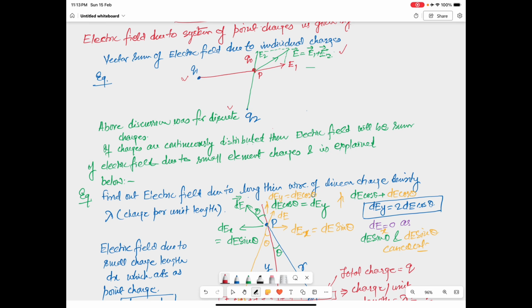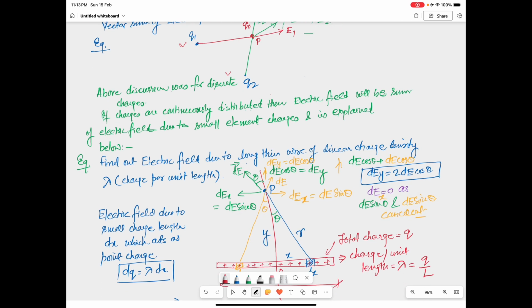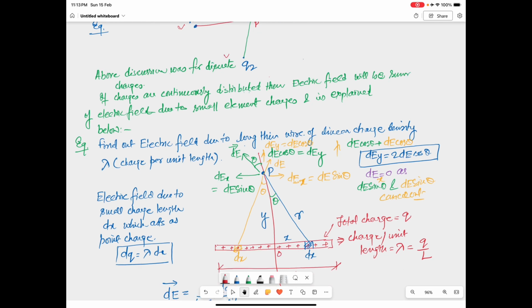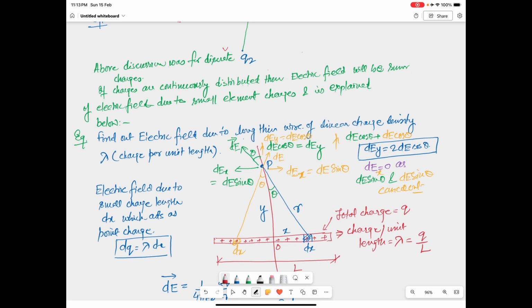Now the charges can have a continuous distribution also. So I am just covering a small example of a continuous charge distribution. Here the problem is the electric field due to a long thin wire of linear charge density. It's a continuous charge distribution. The charge is continuously distributed. So charge per unit length we defined as lambda.